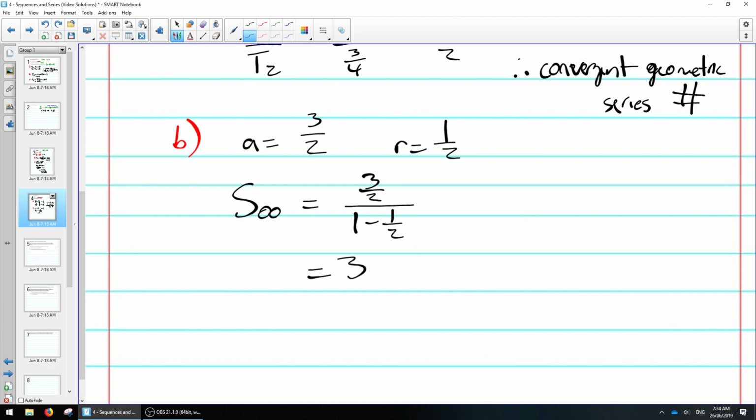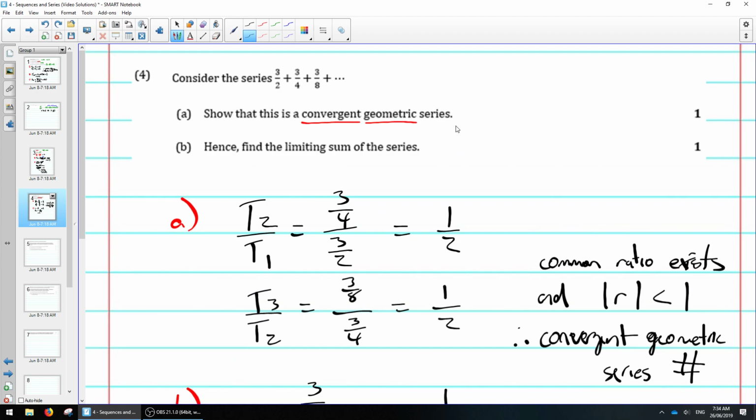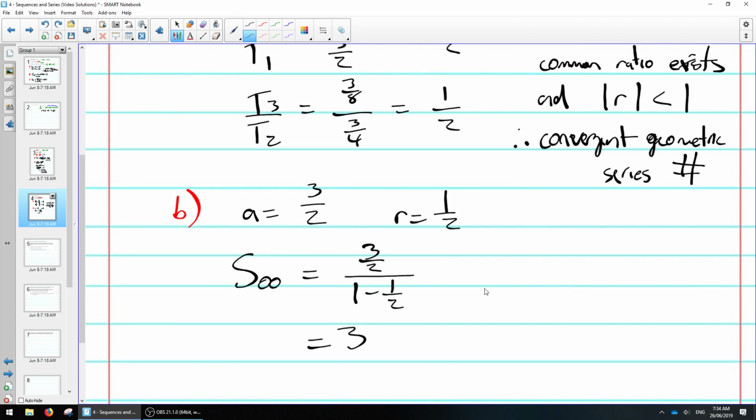So what we're saying there is, if you were to add this infinite amount of numbers in this series, it would equal exactly 3. So it's a bit abstract or theoretical, but we're not saying it's approximately 3, no, it will be exactly 3.